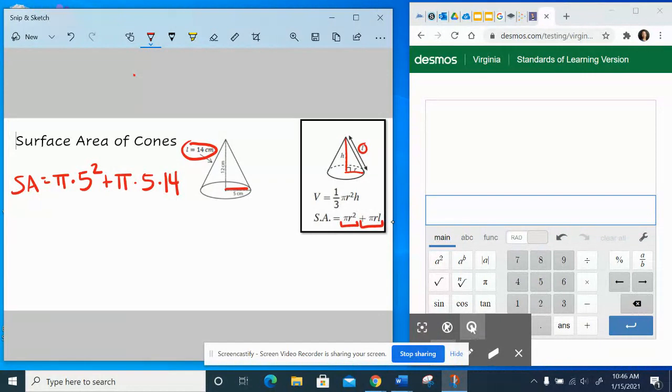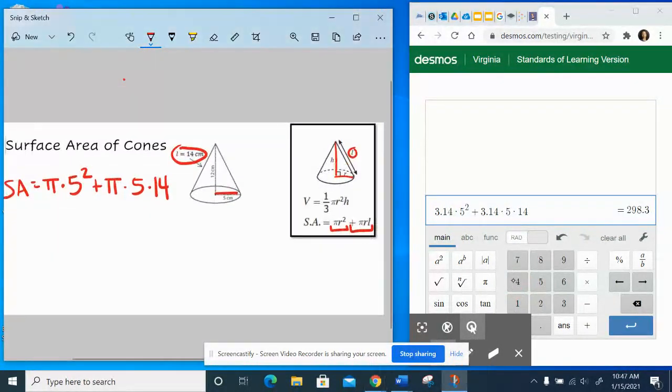So now all I'm going to do is put all of this into Desmos. I'm going to take my pi, which is 3.14, and multiply that times 5 squared, hit my squared key, plus pi, which is 3.14, times 5, which is my radius, times the slant height, which is 14. And when I do that, my surface area is equal to 298.3. And because this is area, our units would be centimeters squared.